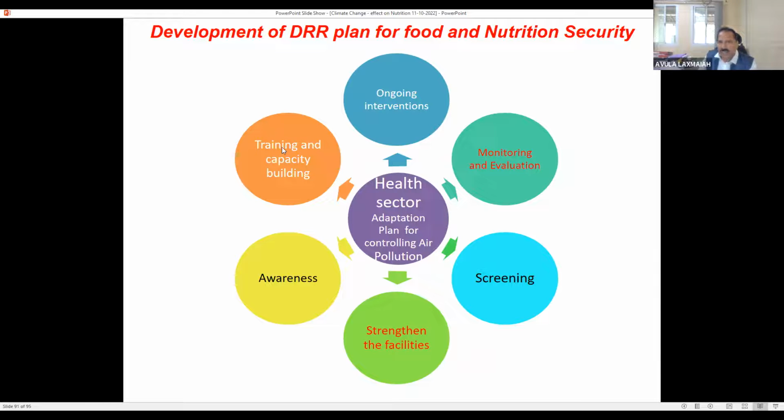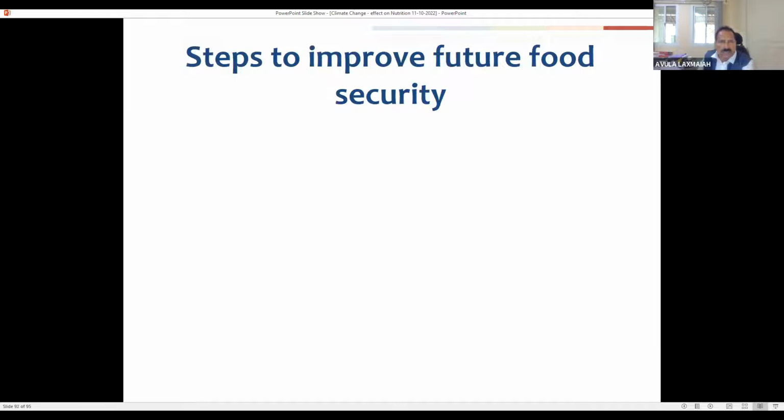The NPCCH is already doing this, and the NCDC, the Ministry of Health. So ongoing interventions we have to strengthen. Monitoring and evaluation are very important, and screening is very important. And strengthening of existing facilities is very important. Then only we can avoid the negative impacts of climate change.